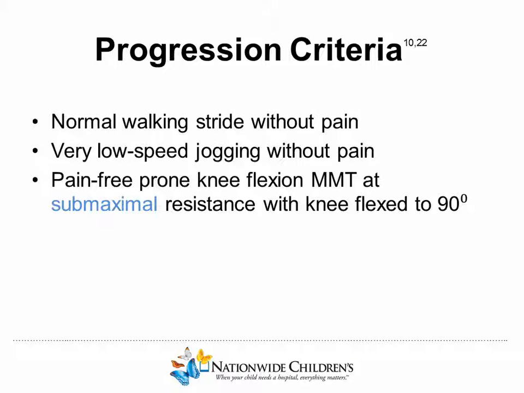To progress to the next phase, you want to have the patient doing normal walking stride without any pain, some very, very light jogging without pain, and then having a pain-free prone knee flexion test at that standard 90 degrees of knee flexion, which is submaximal resistance, so 50 to 70% is all. So you want to make sure you're not doing your basic MMT where you're really trying to break them in that position, but just having them be able to pain-free resist a little bit of your resistance.